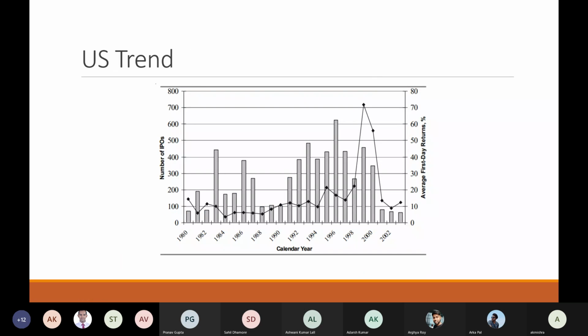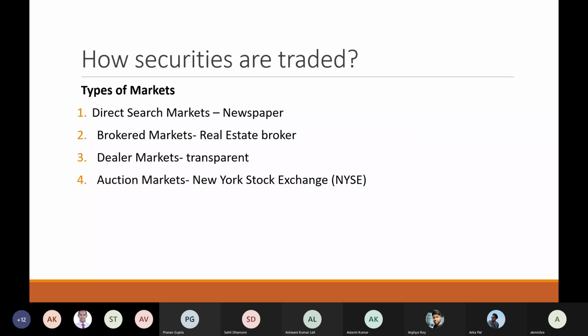And again from the same author, this is the overall scenario up to 2002 regarding the number of IPOs and daily average return. This is across the world, so all IPOs, the number of them and the first day daily return.